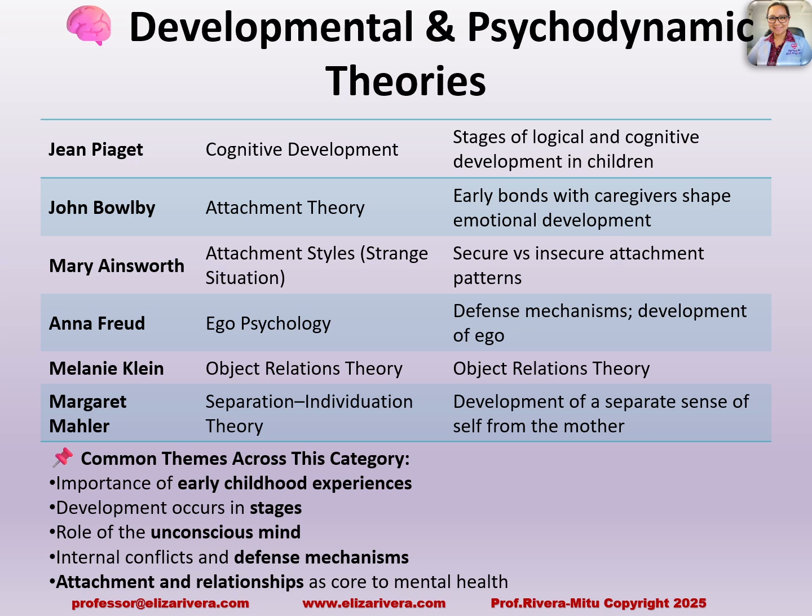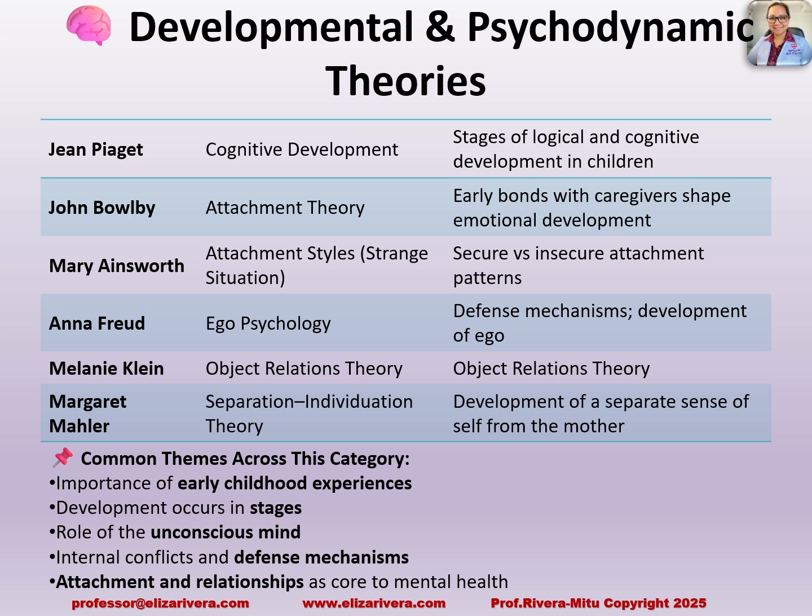It provides an overview of key developmental and psychodynamic theories that have shaped our understanding of emotional and psychological growth. John Bowlby's attachment theory emphasizes how early bonds with caregivers are crucial for emotional development. Mary Ainsworth expanded on this with her research on attachment styles, identifying secure and insecure patterns through the strange situation experiment. And Freud contributed to ego psychology, focusing on defense mechanisms and how the ego develops to manage internal conflicts.